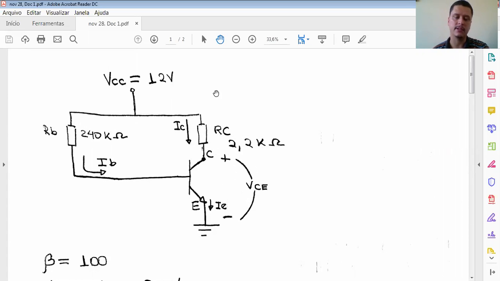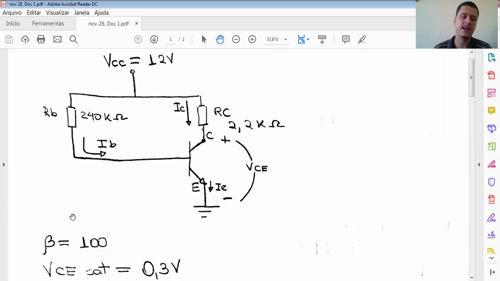In this circuit, this is a contest. This is a test that was applied in the university to be a technician in an electronics laboratory here in Brazil. And the question was, considering this circuit, which has a beta equals 100 and a VCE of saturation of 0.3 volts, okay?